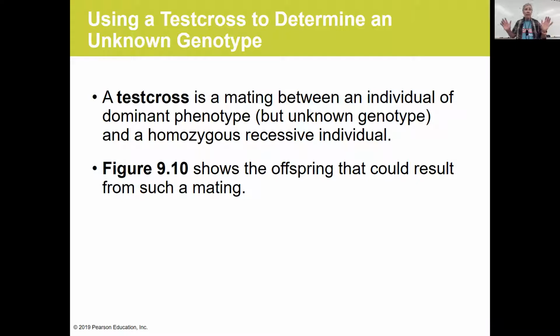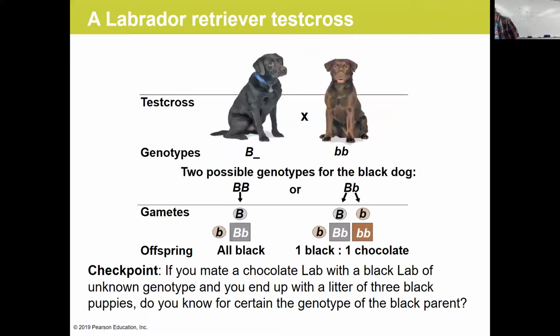And who is that? The homozygous recessive. The only individual that can exhibit the recessive trait is the homozygous recessive individual. So you mate that unknown individual with the homozygous recessive, and you look at the offspring. Okay, if you mated a chocolate lab with a black lab of unknown genotype, so black lab is unknown genotype because that's the dominant, right? And you end up with a litter of 3 black puppies. Do you know for certain the genotype of a black parent?